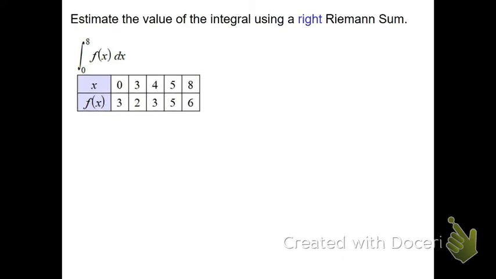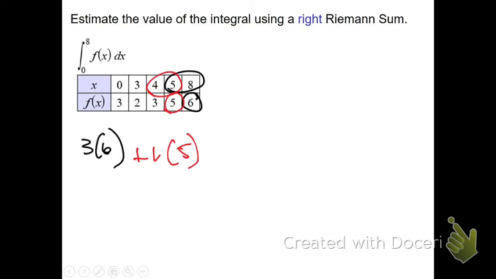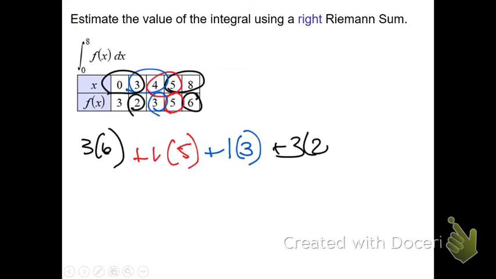Right Riemann sum, high speed, here we go. Starting on the right, it'll be 3 times the number on the right, so 3 times 6. Plus, subtract, you get 1 times the number on the right, 5. Plus, subtract, we get 1 times the number on the right, 3. And the last one, subtract, you get 3 times the number on the right, the 2. That is the estimated value of this integral, or area under the curve.